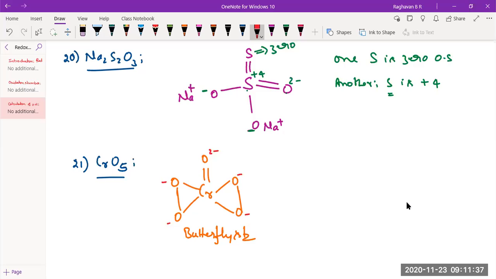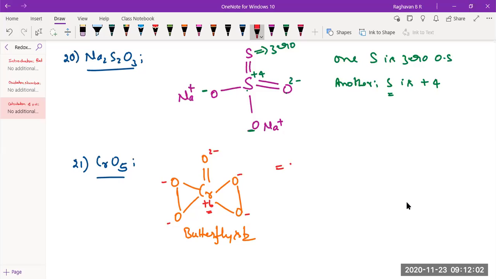This oxygen which is completely bound to chromium is minus 2. Singly bonded oxygen is minus 1. So how many negative charges overall? Minus 6, sir. So what should be the chromium? Plus 6. Is that okay? Yes, sir.